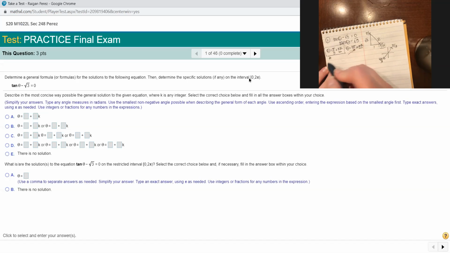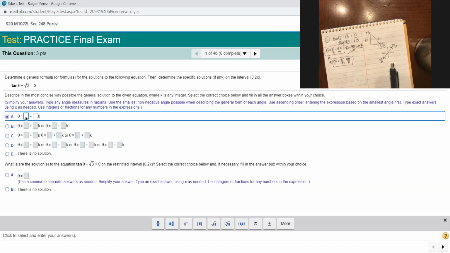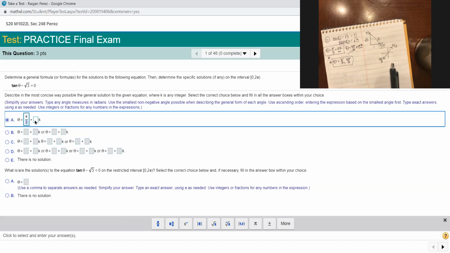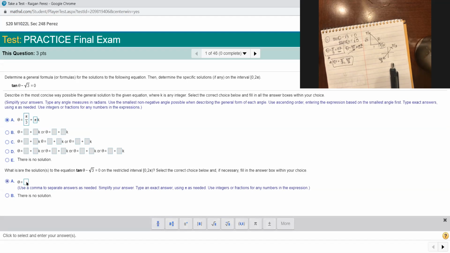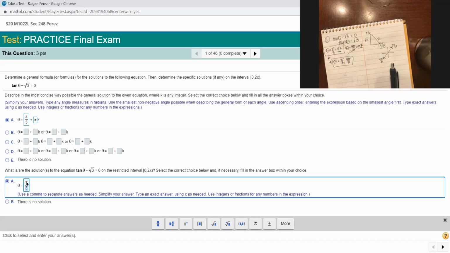And then for the second part, what are the solutions? I choose A again, but I would say theta is pi over 3 and 4 pi over 3. So it's technically 2 answers, but 1 equation there. So let me type those in real quick. Pi divided by 3 and pi k. Pi over 3 and 4 pi.